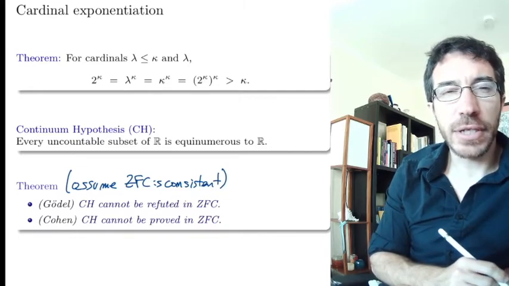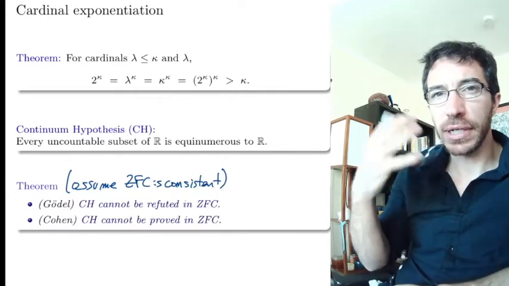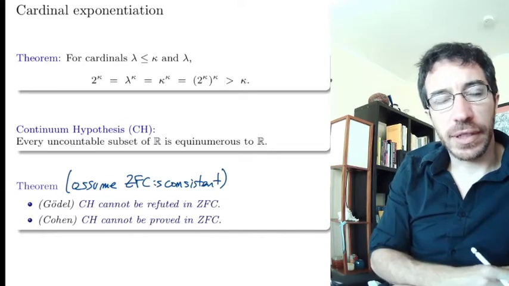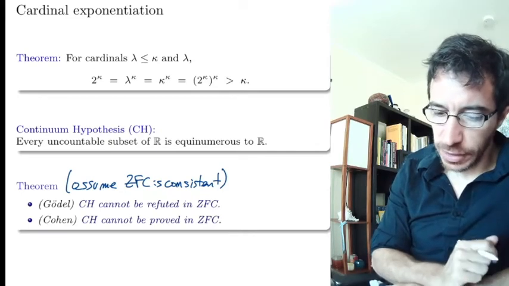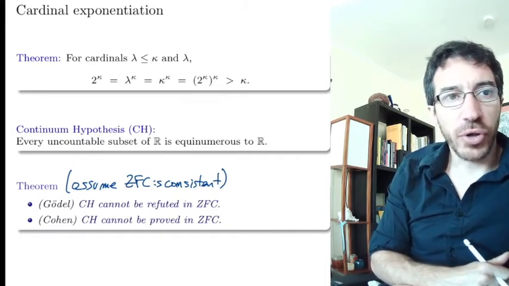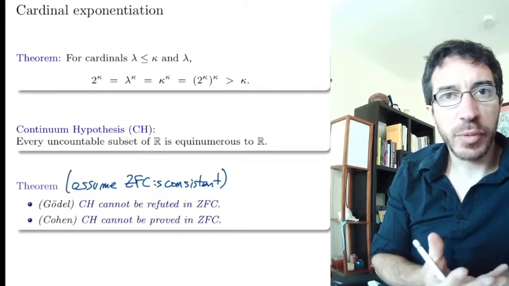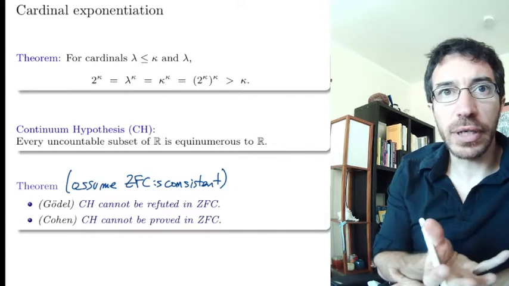See, the consistency of ZFC doesn't follow from ZFC, so these proofs are not in ZFC. They are assuming something more. Of course, nobody doubts ZFC is consistent. But just mention that these proofs are beyond ZFC. Okay, so Gödel proved that CH cannot be proved to be false. Cohen proved it cannot be proved to be true.